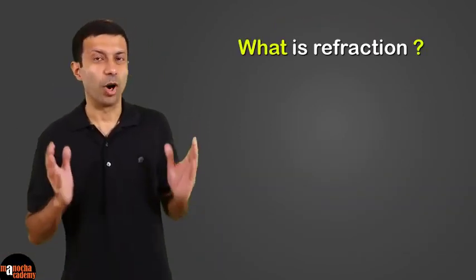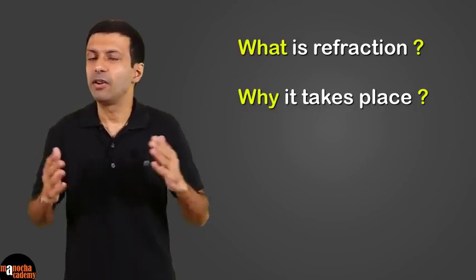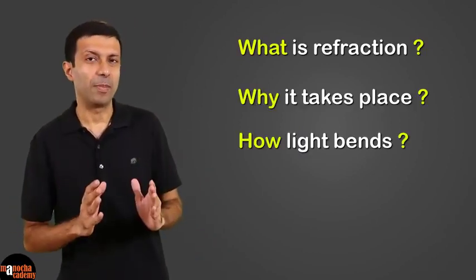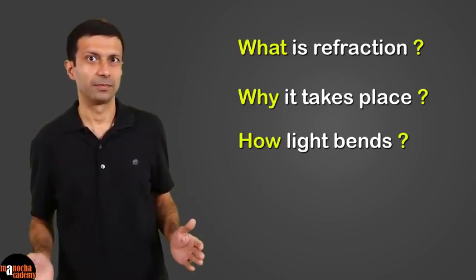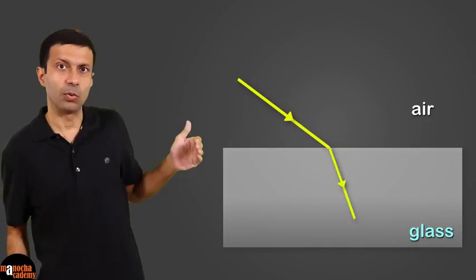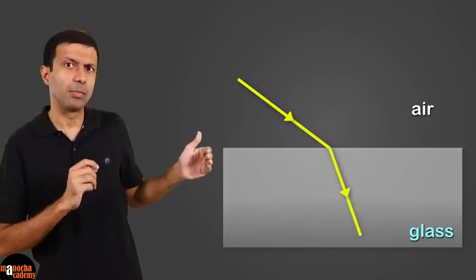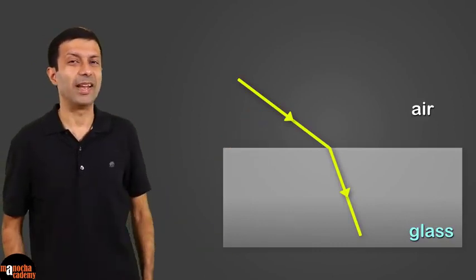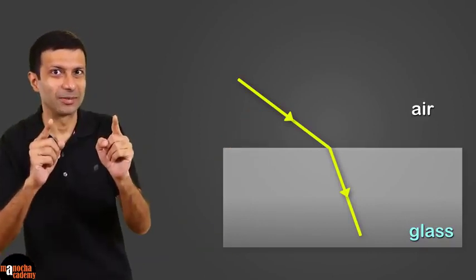We've seen what is refraction, why refraction takes place. Now let's take a look how light bends during refraction. In this case, we saw light bends this way. But is it possible for light to bend the other way also? Let's go ahead and take a closer look.